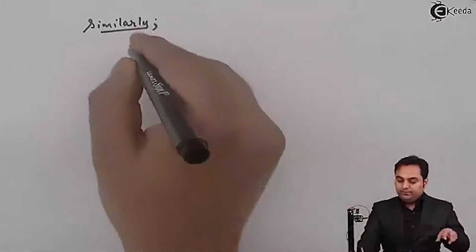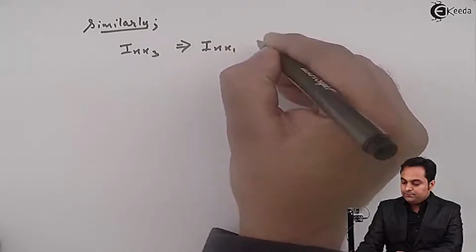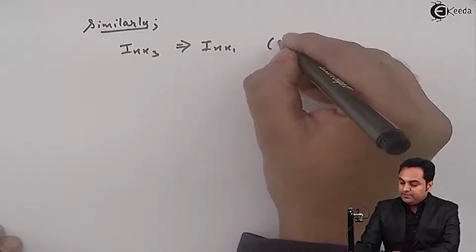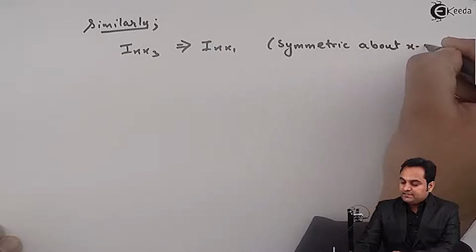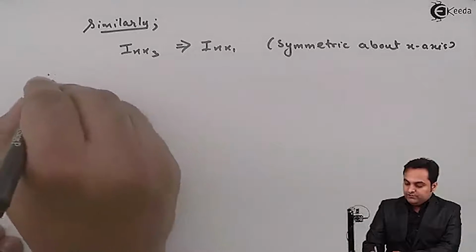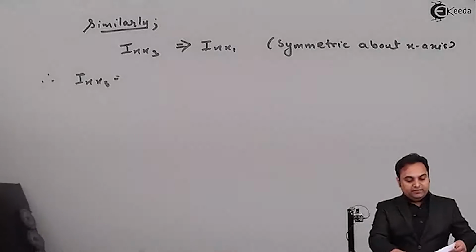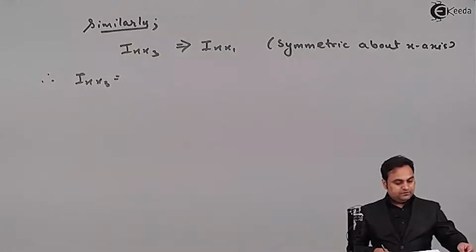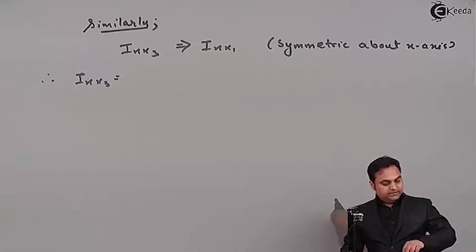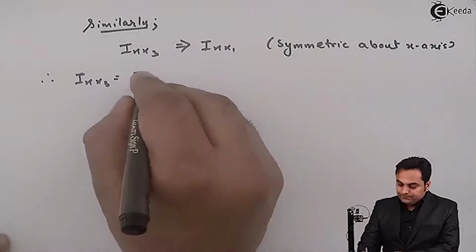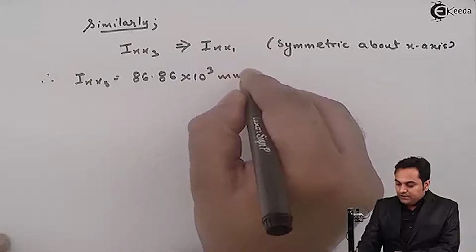So I can directly write down that Ixx3 will be equal to Ixx1, because here it is symmetric about the x-axis. Therefore Ixx3 will be the same as Ixx1, which we had calculated, and Ixx1 was 86.86 into 10 raised to 3 mm raised to 4.